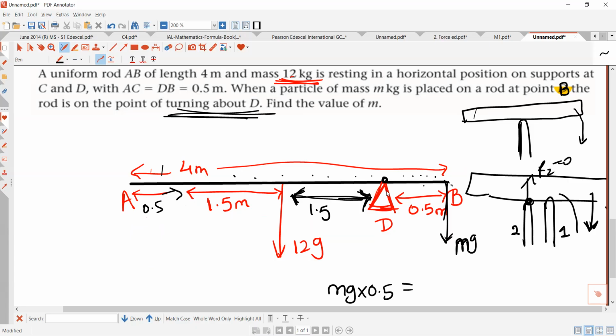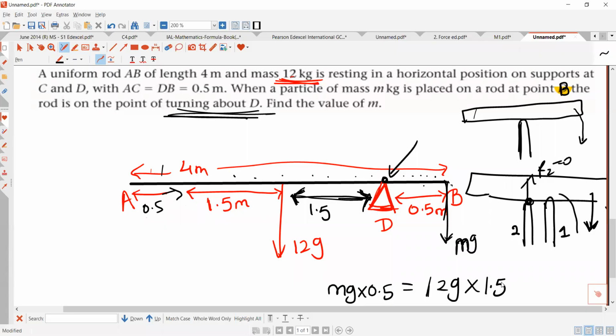Okay, now you have to know that it is at the point of tilting at D, so therefore the reaction force at C is 0. So we can take this as the pivot. I don't need to take beginning, ending, anything like that. I can take that point as a pivot. It will make my equation a lot easier. What is there in total clockwise? mg into how much? 0.5 is equal to total anticlockwise. In anticlockwise, what is there? 12g into 1.5. It is very important that you guys label the distances. Very, very important that you label the distances. Tell me, pivot is D, right? Pivot is D right now.